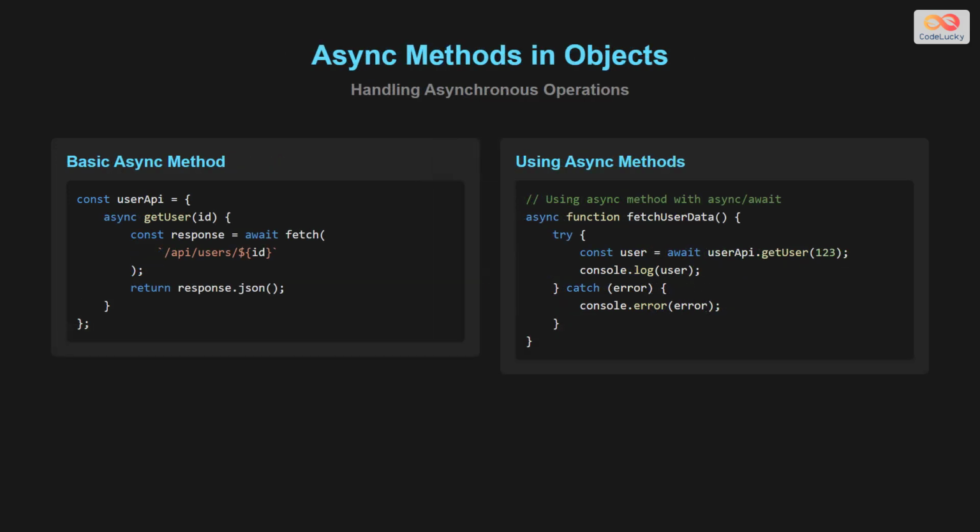Async methods are functions that allow you to work with asynchronous operations in a more synchronous style. An async method is denoted by the async keyword before the function declaration. Inside an async method, you can use the await keyword to pause the execution until a promise is resolved. The method getUser is declared as an async method that uses fetch to retrieve data and returns a promise that resolves to a JSON. By using async and await, we can make asynchronous code look and behave a lot like synchronous code. When the function fetchUserData is called, it uses the await keyword to wait for the getUser method to complete and logs the result.